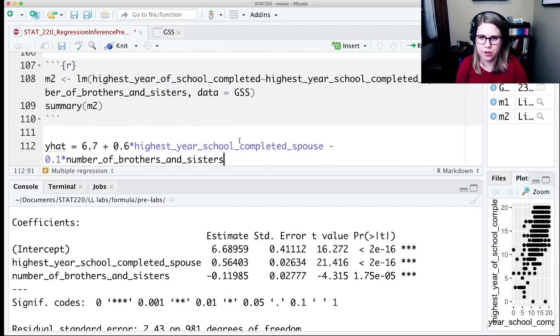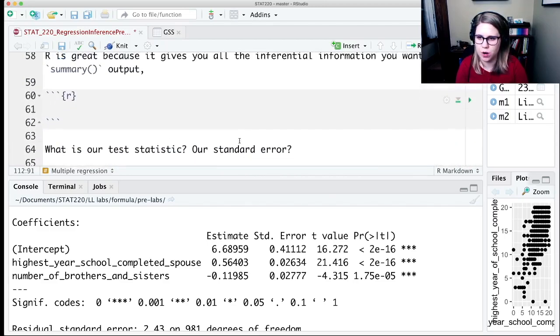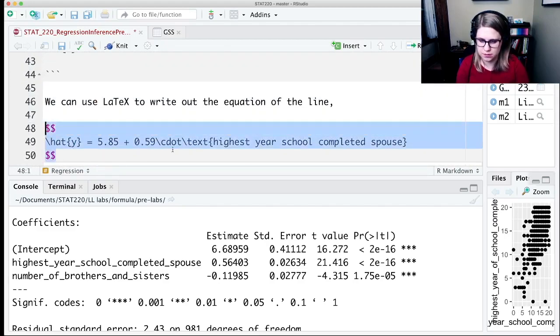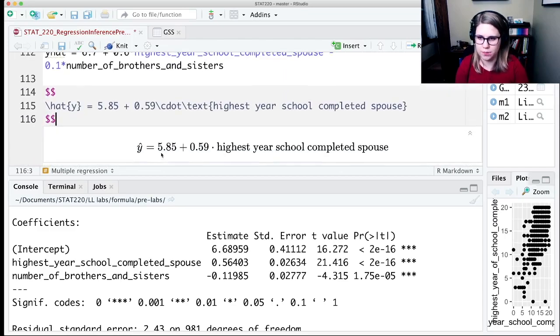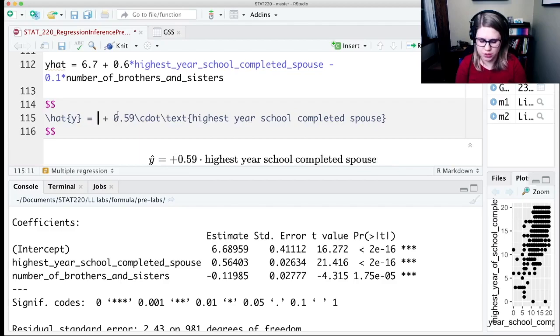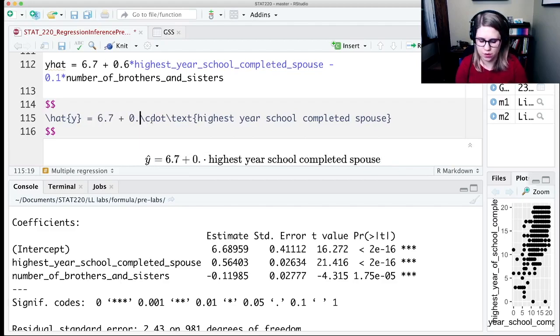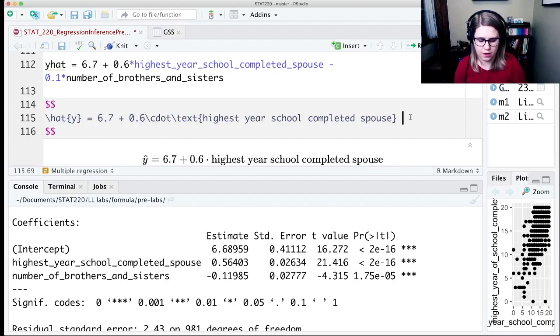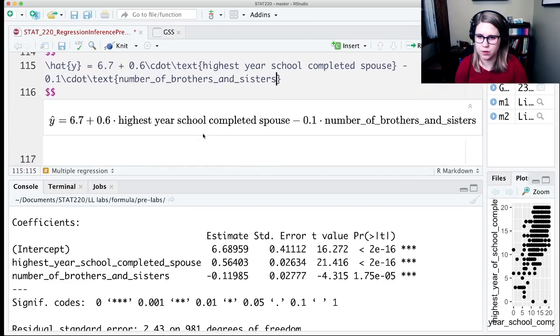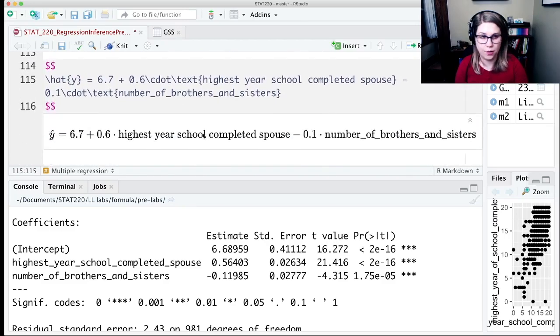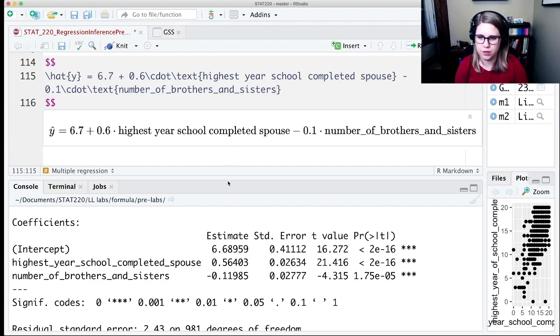If I wanted to, I could go find that LaTeX that I had from before. Let's see, just like this. And I could scroll down and paste it in here to make it a little bit prettier. So now I'm just going to change all these coefficients: 6.7, 0.6, and then minus 0.1. And if I wanted to, I could put a C dot, and I could say text, and I'll paste in number of brothers and sisters. So there we go. That's written out in LaTeX. So that's one thing that changes. Now we have more things in our equation.